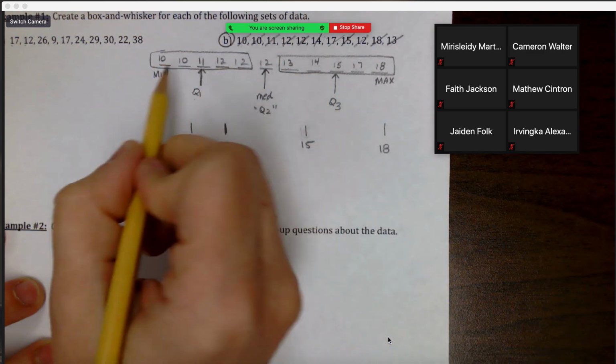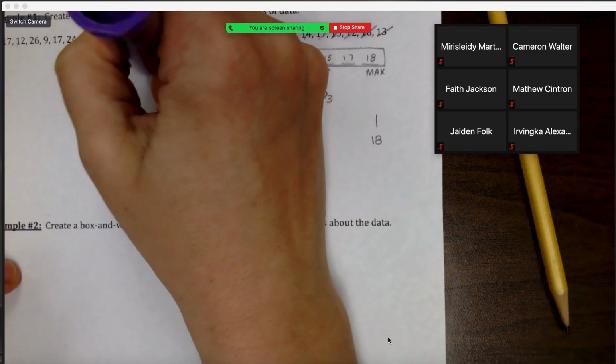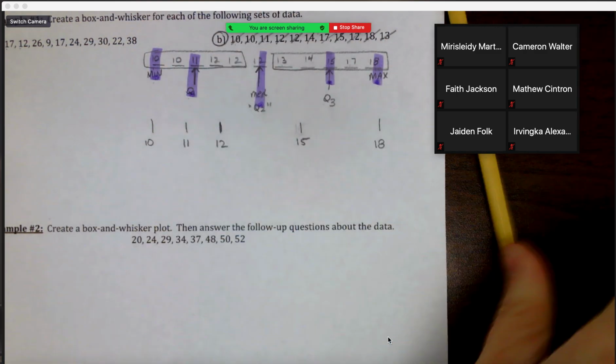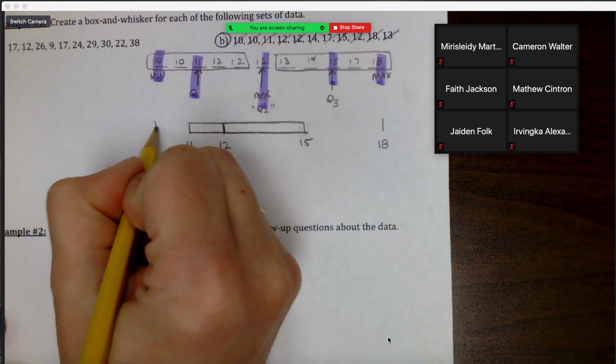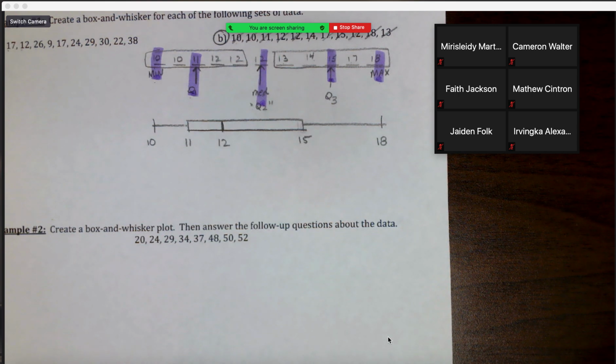So I'm using these values to make my box and whisker plot. 1, 2, 3, 4, and 5. Here's my box. Here are my whiskers. And that's it.